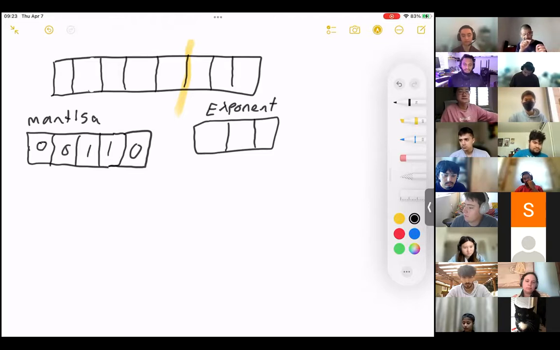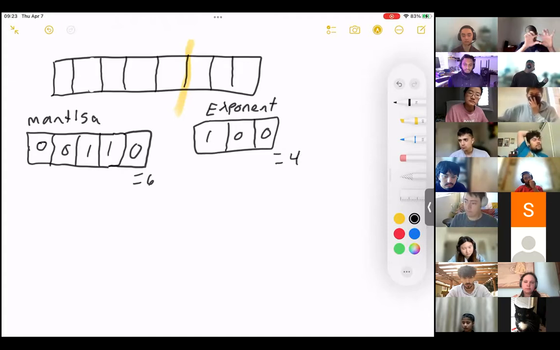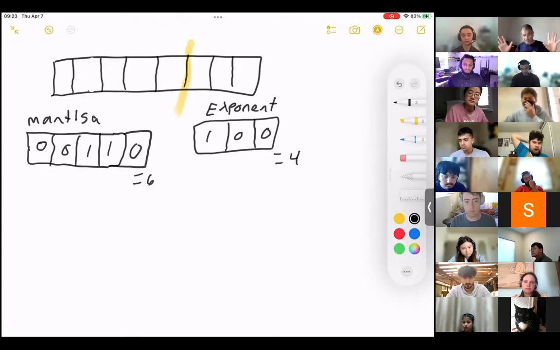So you can say that's equal to 6, and the exponent, let's say, is 4. That is 1, 0, 0, which equals 4. And then this whole number together is going to be 6 times 4 equals 24. That's your floating point number. Yes?